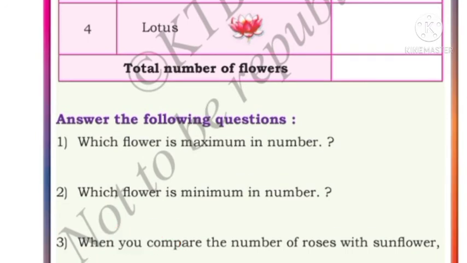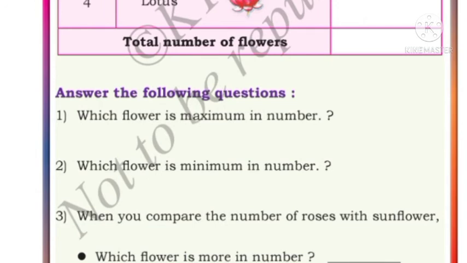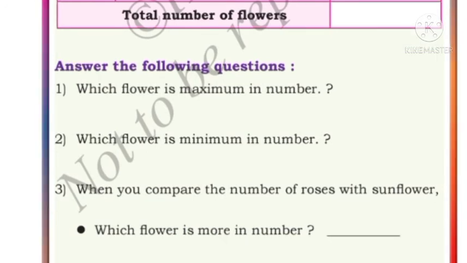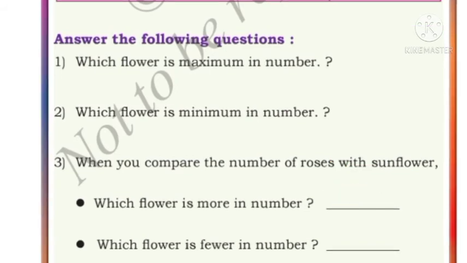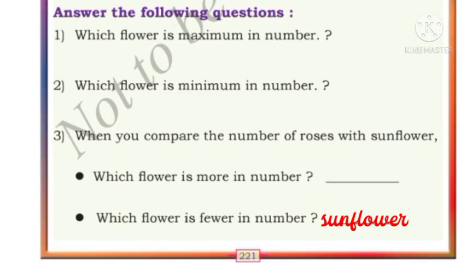Then when you compare the number of roses with sunflower, which flower is more in number? Children, roses are more or sunflower is more? Roses are more, so we will write here roses. Now which flower is few in number? If we compare rose and sunflower, rose is more, sunflower is less.